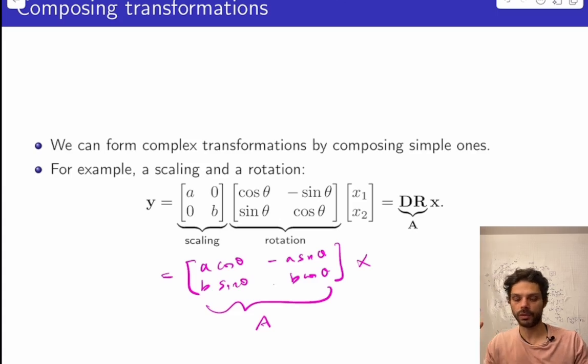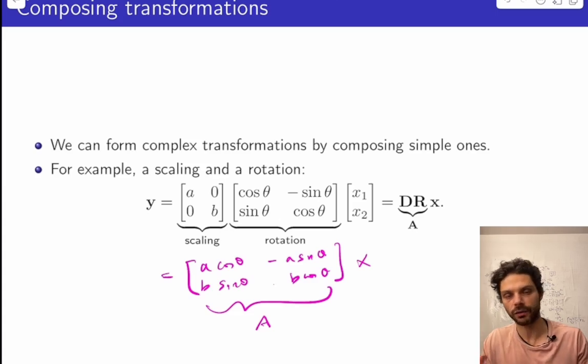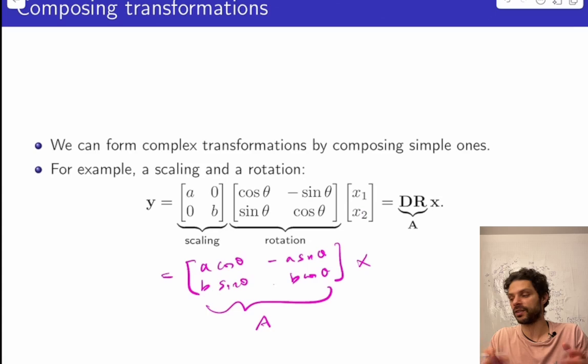But we're not always so lucky. We're not always going to get transformations that are easy to express. The matrix elements could be anything. So how can we understand more complicated matrices?